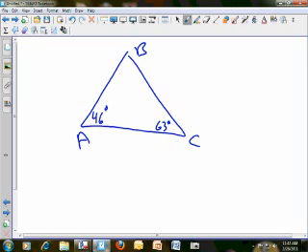Why are they giving me the wrong side? Oh, and side C is 56. So this is side, angle, angle. You could have gotten this one too. Side, angle, angle. So side A or side C.